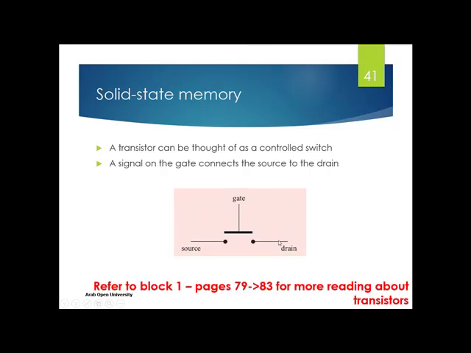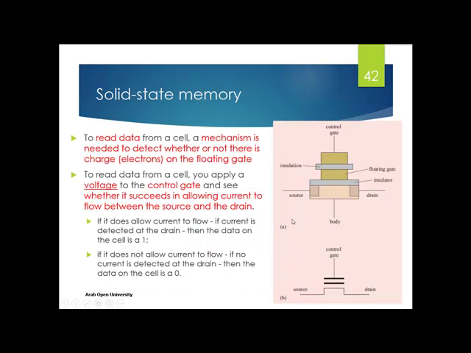So we need another type of transistor that allows us to store a certain state that can be used later on to read the information stored. The type of transistor that allows the storage of information is called the floating gate transistor. This transistor has two gates: the control gate, which is similar to the gate we have seen previously in the basic transistor, and the floating gate, where the charge that is to be stored is put.